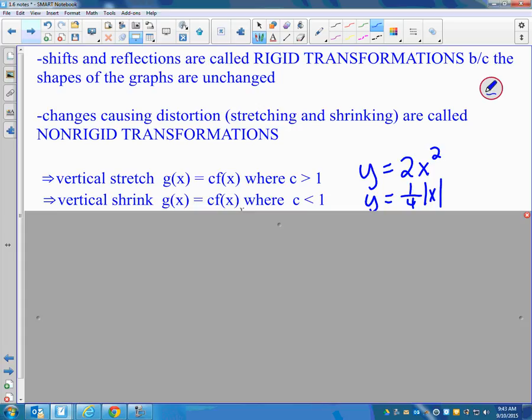Outside means vertical, and I think it kind of makes sense that if it's a bigger number, it's stretching it. If it's a fraction, it's compressing it down. It's like 1/4 the size. And we'll talk about how we can do this without always making an XY chart, but definitely an XY chart's okay on this.